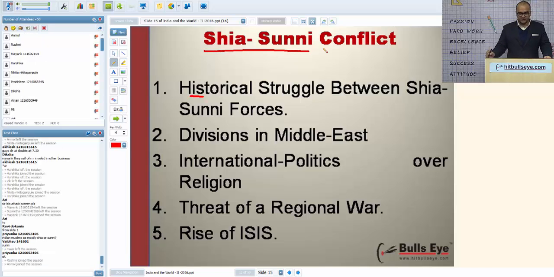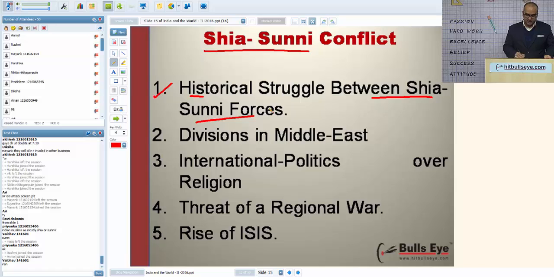When you talk about the Shia-Sunni conflict, this is not really very important, so I'll just quickly go through it. Historical struggle between Shia and Sunni forces. So the Middle East is also divided into countries. For example, Sunnis are dominant in Saudi Arabia, and Shias are dominant in Iran and Iraq, right? It has caused division in the Middle East across the countries that I've just spoken about.